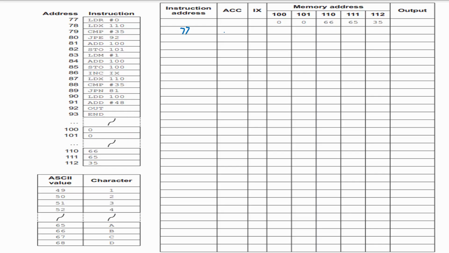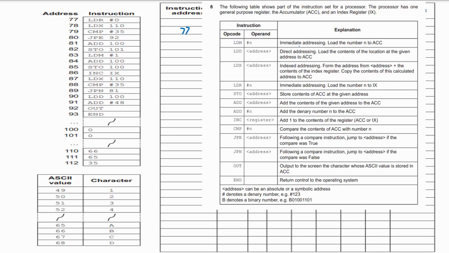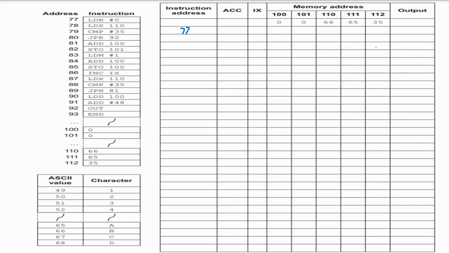77. That goes on row 2. Why does it not go in row 1? Because we're not loading these values in these addresses. What am I doing at 77? I'm doing LDM number 0. Immediate addressing. Load the number to the accumulator. So it's saying, hey, load 0 to the accumulator. 77 is done. I'm going to put a little check mark.